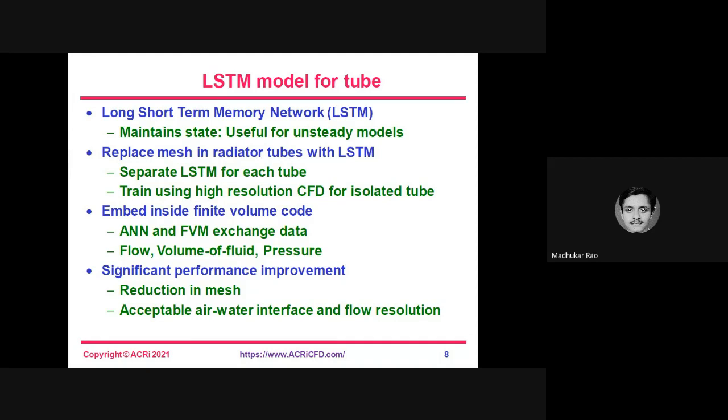In this case, I was using OpenFOAM. And then I had the ANN, LSTM, and the finite volume exchange data and boundary conditions at every time step: for flow, volume of fluid, and pressure, actually not pressure, but the pressure gradient. And this gave me good performance improvement. It also gave me decent stability of the computations, and a very decent air-water interface and flow resolution inside the small channels. And due to reduction in mesh, I was able to get a decent speedup, maybe about 30% or so.